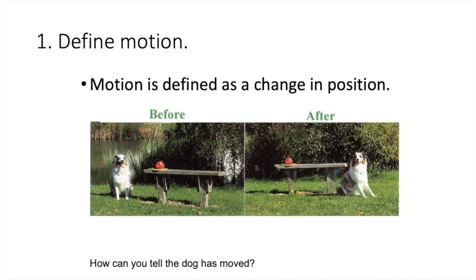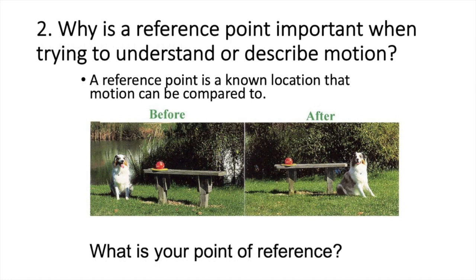If you look at this picture here, you could tell that the dog has moved by comparing it to the bench and the object. I think it's a ball that's sitting on top of it. That object is called a point of reference. Why is a point of reference important when you try to understand or describe motion? A point of reference or a reference point is a known location that motion can be compared to. So if you use the bench as a point of reference, you can see that the dog is to the left of the bench in one picture and to the right in another picture, giving you evidence that it has moved or changed location.